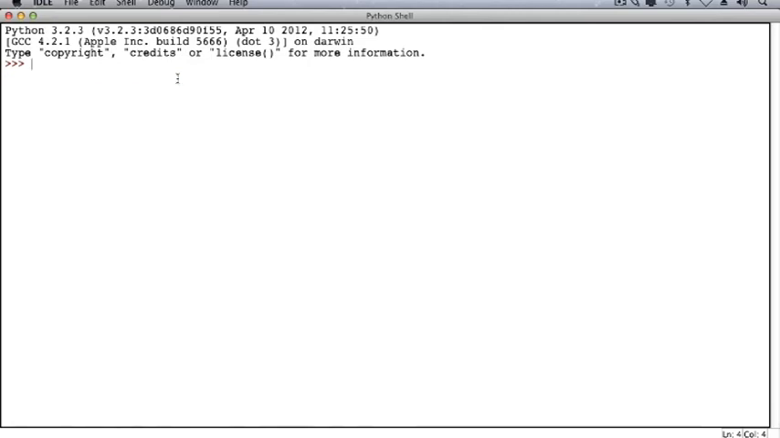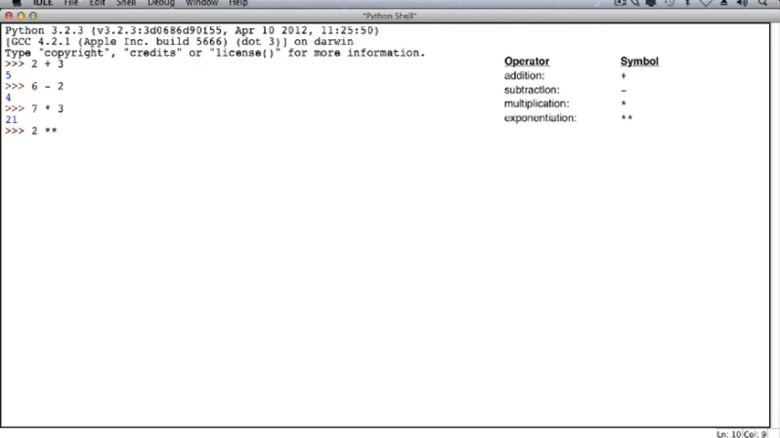For example, let's type the instruction 2 plus 3 and ask Python to evaluate it. It's important to note that nothing happened until I hit the enter key. Let's look at another expression, 6 subtract 2, and again, nothing happens until I hit enter. At that point, Python evaluates the expression. Another expression could be 7 times 3. So far, we've seen 3 operators: addition, subtraction, and multiplication. Another operation is exponentiation, and we read this expression as 2 to the power of 5.